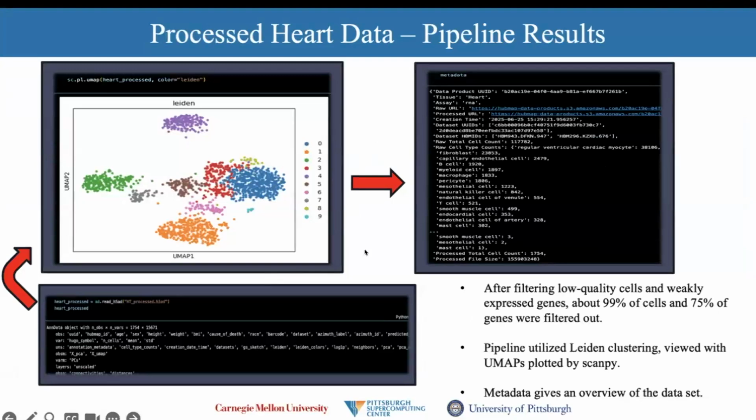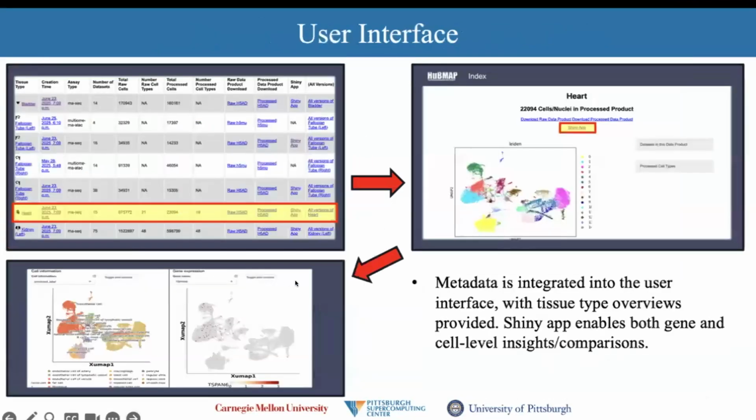So using AnnData in the same fashion, in the bottom left, we see that of the cells times genes, about 99% of the cells have been filtered out and about 75% of the genes have been filtered. So at this point, I used ScanPy to perform clustering with the Leiden algorithm and was able to visualize these cell clusters using UMAPs. Furthermore, I extracted the metadata, and this is important because it can be utilized in other areas, for example, the user interface.